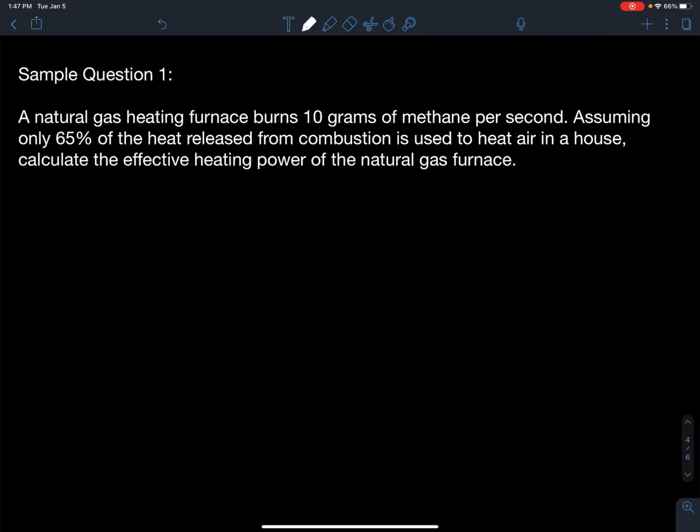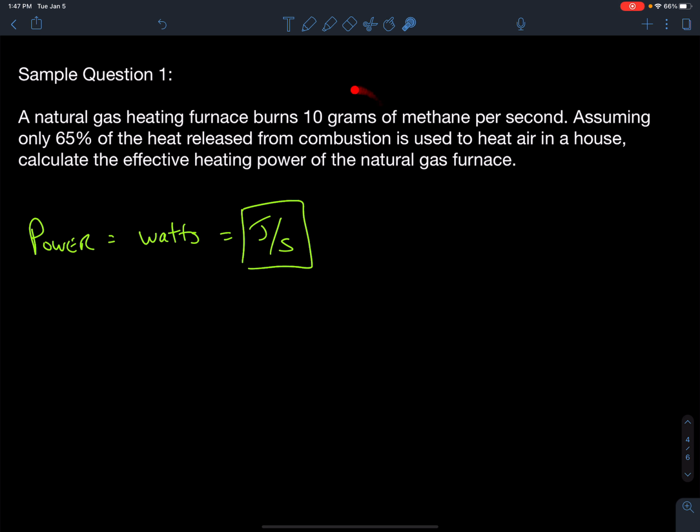Okay, so what we need to remember is, power is measured in watts, which is joules per second. So this question is asking to find how many joules of energy is released by 10 grams per second. Okay, so already I know I'm burning 10 grams of methane per second, and 65% of that is going into the air. How do I combine all these variables to figure out the power?